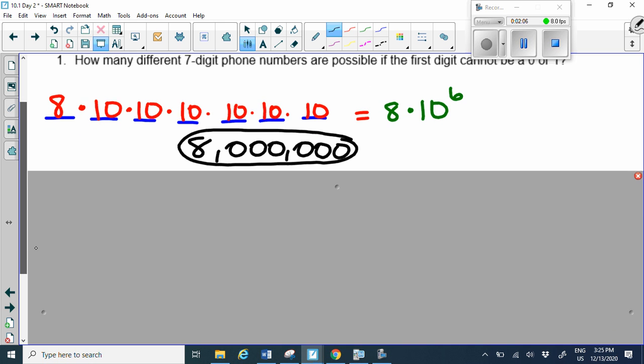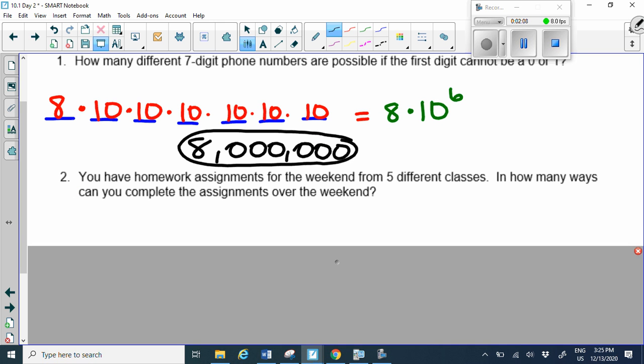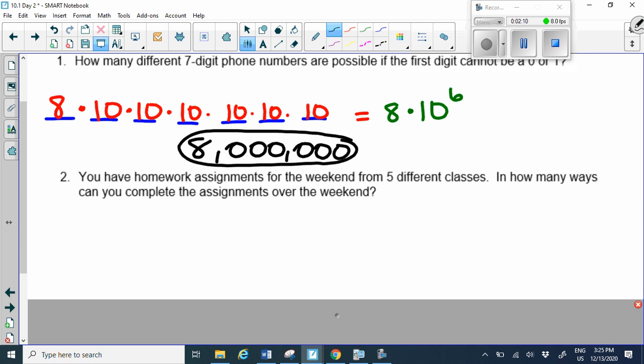Okay, let's have you do number 2 now. Number 2, you have homework assignments for the weekend from 5 different classes, and how many ways can you complete the assignments over the weekend? Go ahead and pause the video to do this on your own. Okay, let's see what you got.